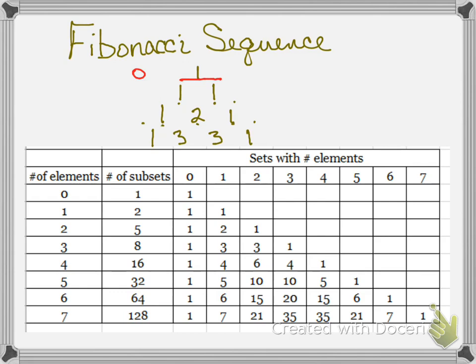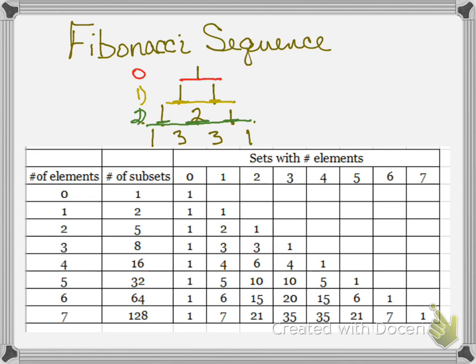The second row would be for sets with one element. And there would be the empty set and the set with one element. Continue on. If we had 2 elements, we would have the empty set, 2 sets with one element, and 1 set with 2 elements. Okay, do you kind of see where I'm going?